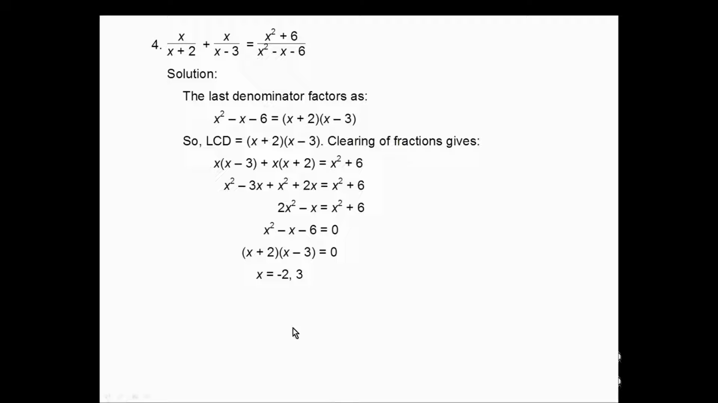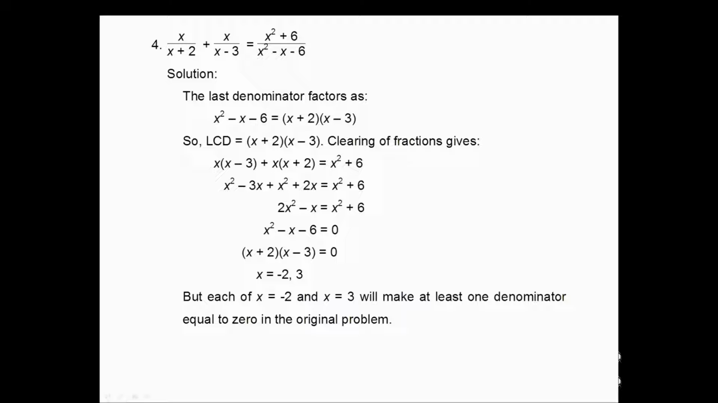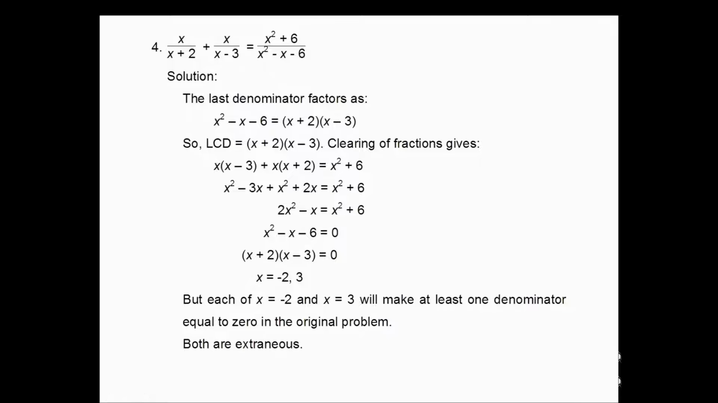If I check these, x equal negative 2 makes the first denominator equal to 0. X equal 3 makes that denominator equal to 0. They both made at least one denominator equal to 0. So both of them are extraneous. So neither one works. That means we have no solution. Okay. There's no way of knowing in advance whether or not they will work. All you know is that with a rational equation, if you have a variable in the denominator, you have to check your solutions.